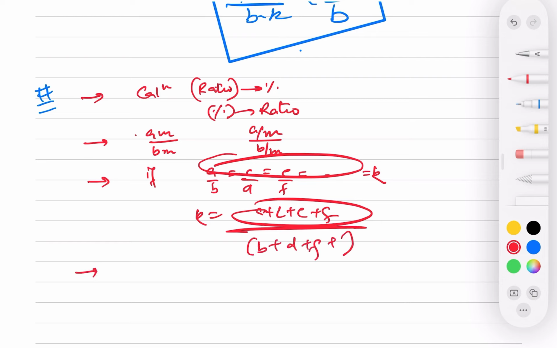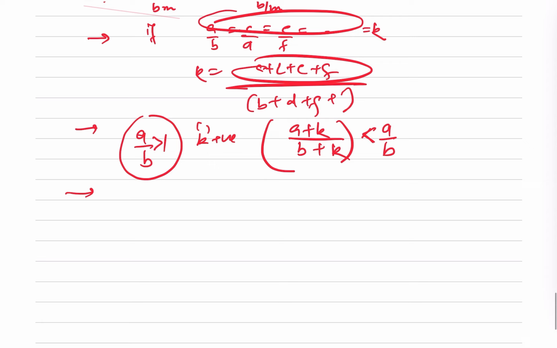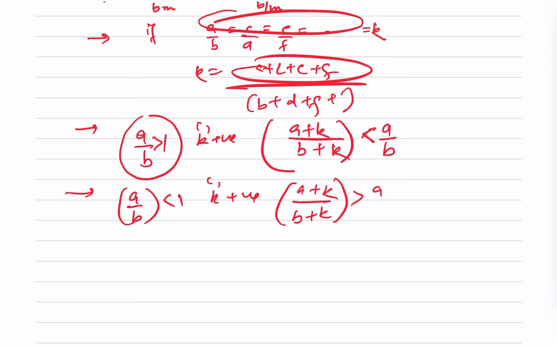Correct? Also, we must have understood one of the properties that if a upon b is greater than 1 and k is some positive number, in that case a plus k upon b plus k is what? Is it less than or greater than? Can anyone tell me? It will always be less than a by b if this is greater than 1. But if a by b is less than 1 and k is some positive number, in that case a plus k upon b plus k will be greater than a by b. So you have to remember these things, right?